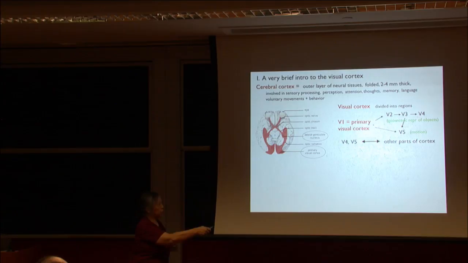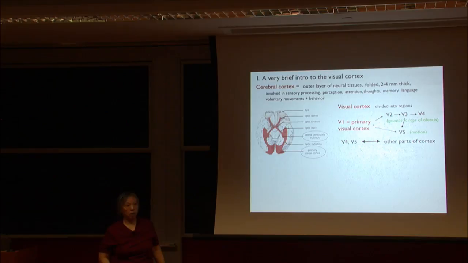And of course, V4 and V5 talk to the rest of cortex. So this is this little piece sitting here. They talk back and forth to different parts of cortex, and information gets passed back and forth quite a bit. So I'm going to be talking about V1, and V1 only.